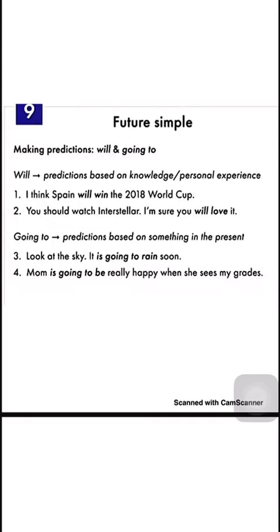So we use going to when we have to make predictions based on something in the present. We are sure. "Look at the sky, it's going to rain soon." We can see a lot of black clouds, so it's definitely going to rain in a few minutes. "Mom is going to be really happy when she sees my grades." So this kid has done really well on his exams. He has his report card in hand. He knows for sure that his mother is going to be happy when she sees his grades. Making predictions with will and going to.